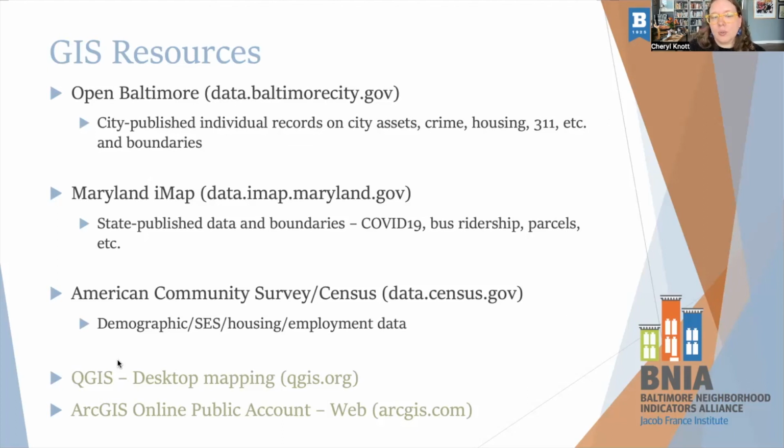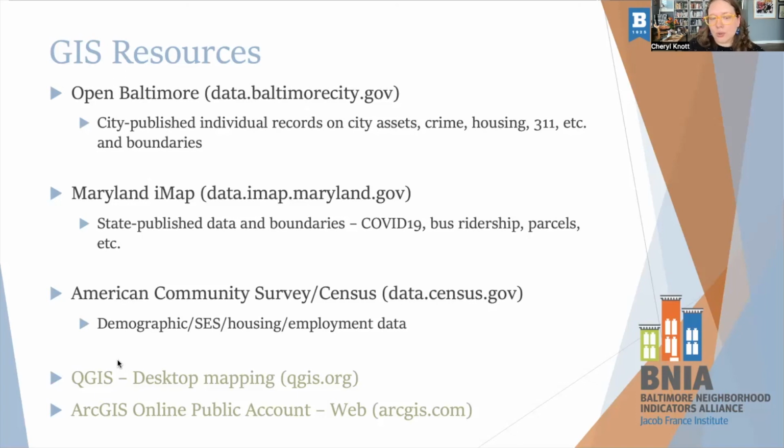And data.census.gov. So this is where you're able to get that Census Bureau data, data from the American Community Survey on all sorts of demographic, socioeconomic status, housing, and employment information for communities. So these three are all open sources of data and information. This is information that is accessible for people to use.